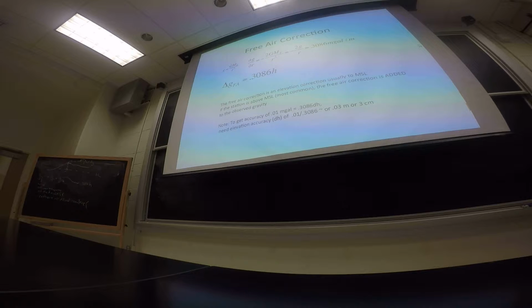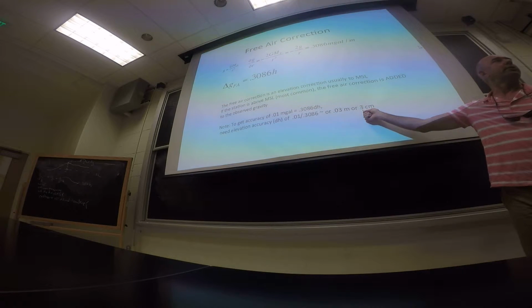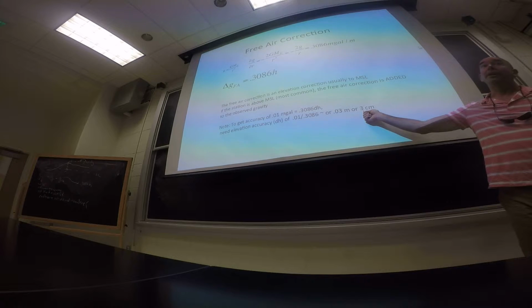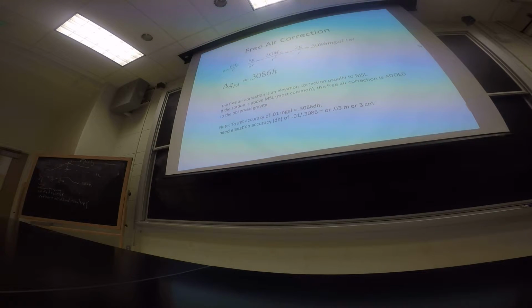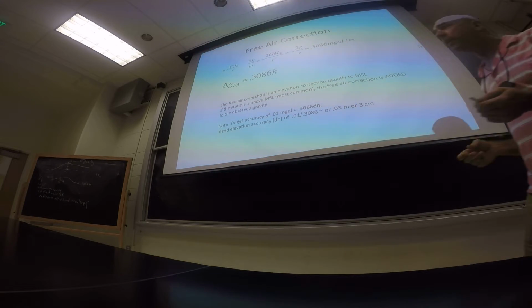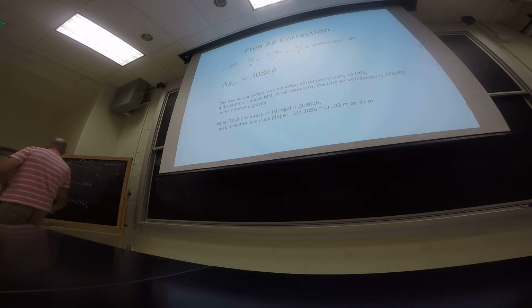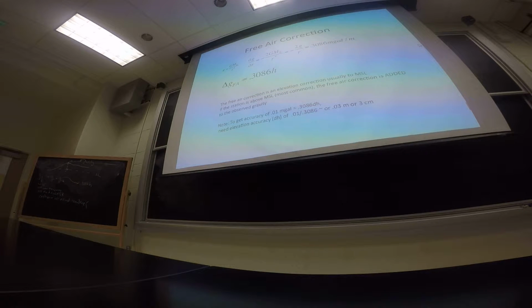Remember what our gravimeter accuracy was? 0.001 milligauss. So if we can only measure our elevation to 3 centimeters, which is a lot better than most GPS systems are, we can only get an accuracy or a resolution of gravity of about 0.1 milligauss. So believe it or not, that's about gravity resolution.